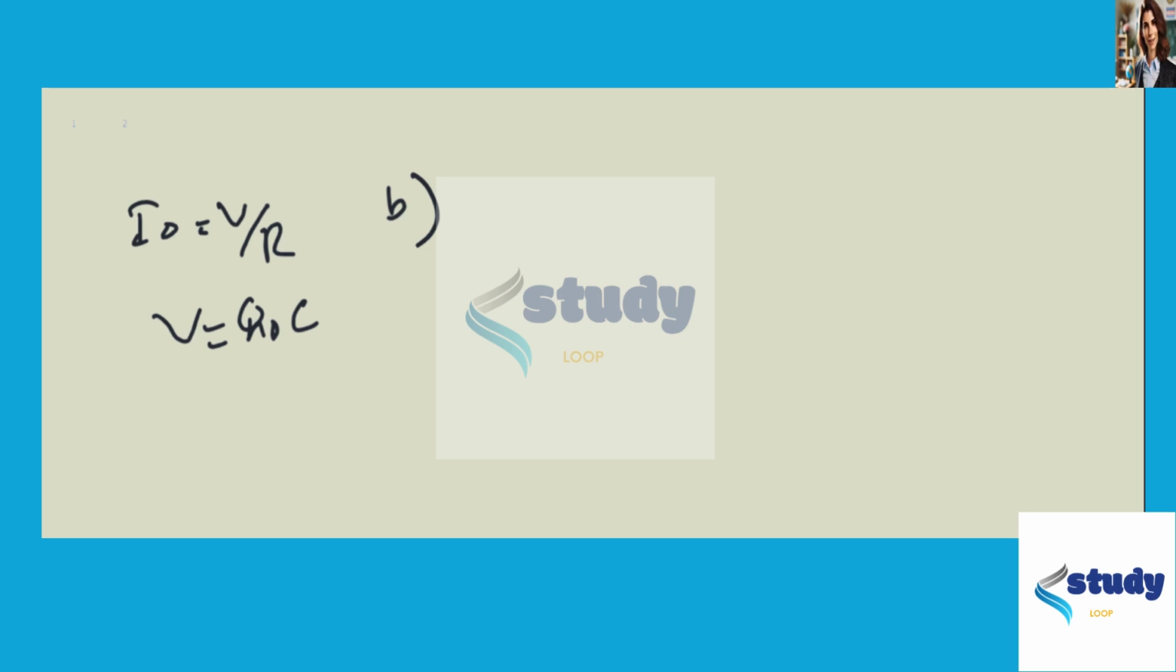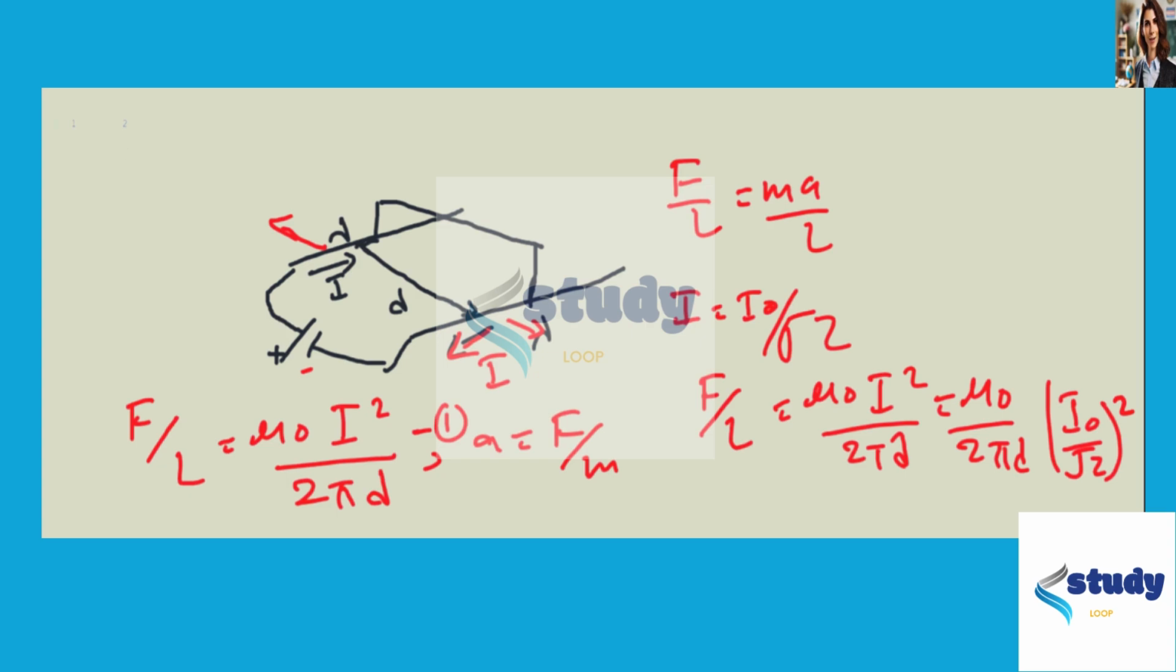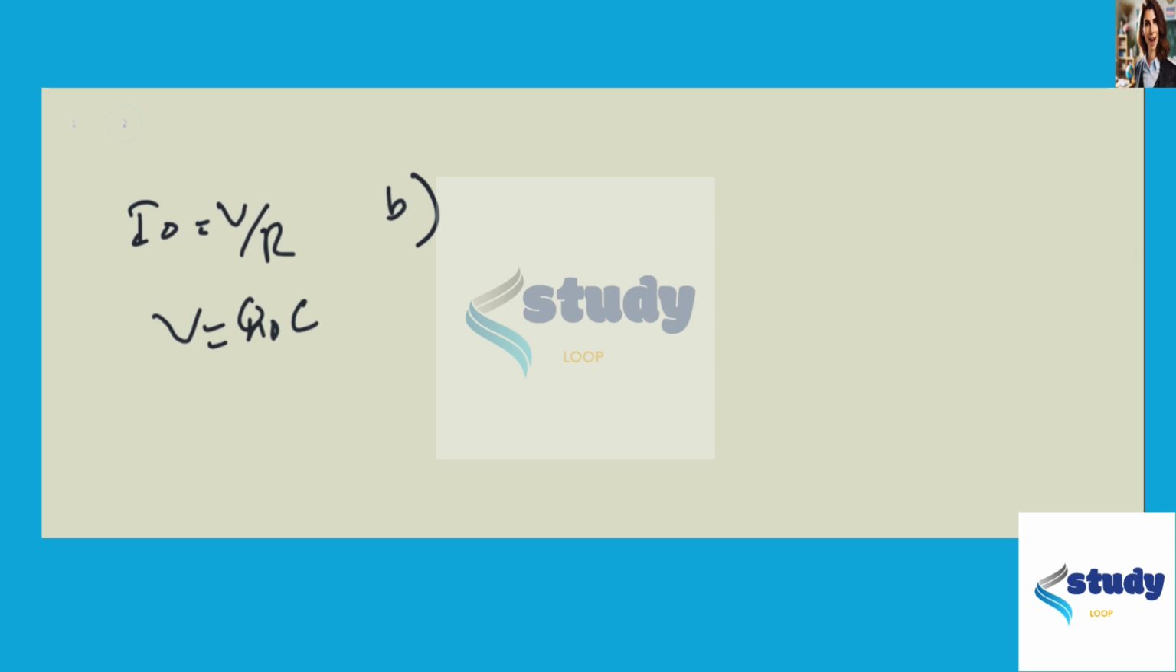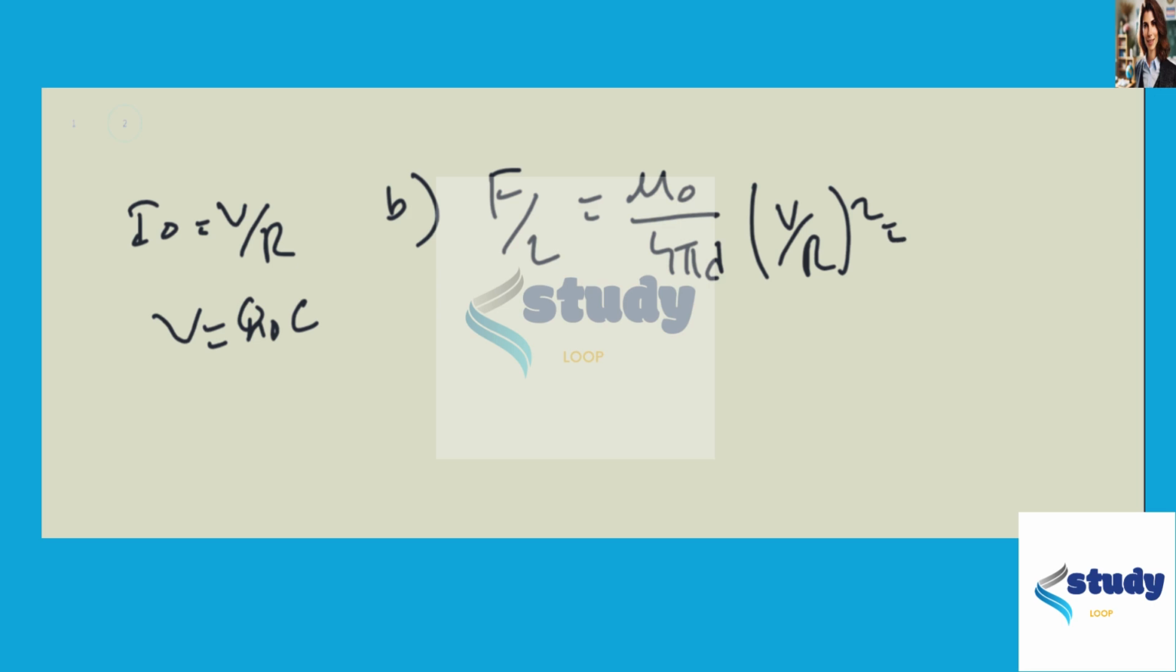Part B of the problem, we substitute the values in the equation that we wrote earlier. Let's call this equation number 3. So we substitute into 3 and get force per unit length in terms of potential, which is mu naught over 4 pi d times V over R, squared. This is equal to, substituting V in terms of Q naught, mu naught over 4 pi d times Q naught divided by RC, squared.